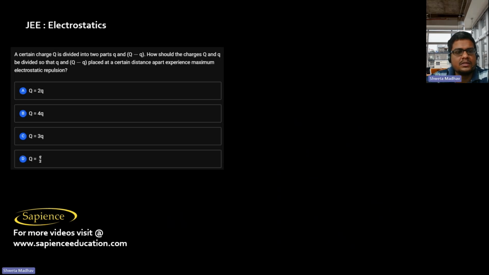And here it is told a certain charge Q is divided into two parts, q and Q minus q. How should the charges Q and q be divided so that q and Q minus q, placed at a certain distance apart, experience maximum electrostatic repulsion? So here charge q is placed, here Q minus q charge is placed. If I keep them at some r distance apart, then they experience maximum electrostatic repulsion.